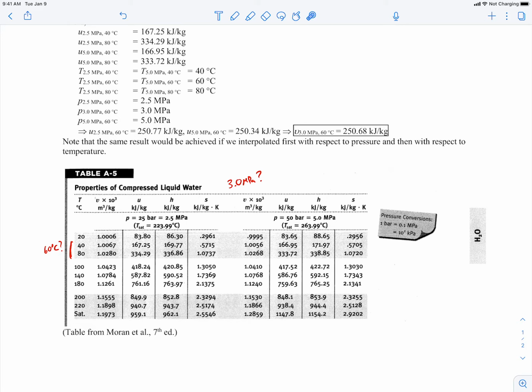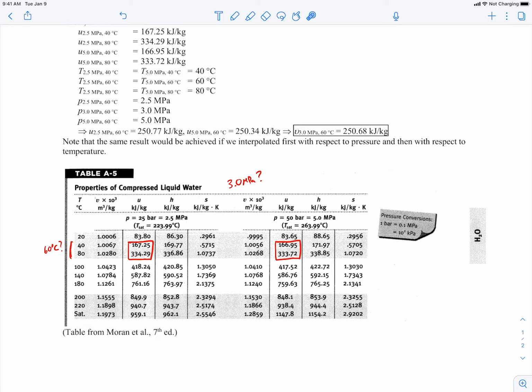So the correct specific internal energy will be somewhere between these 4 values. Let me highlight it. Here's one set of values. This is the specific internal energy at 2.5 megapascals and 40 degrees C and 80 degrees C. And then the other set of values it'll be between will be these. This is the specific internal energy at 5 megapascals and 40 degrees C and 80 degrees C. So somewhere in this range we'll have our specific internal energy for 3 megapascals and 60 degrees C.